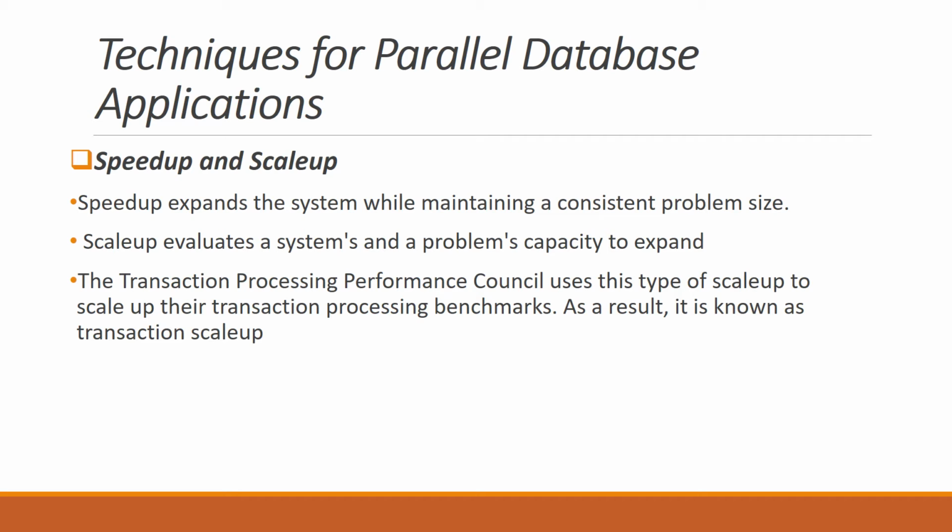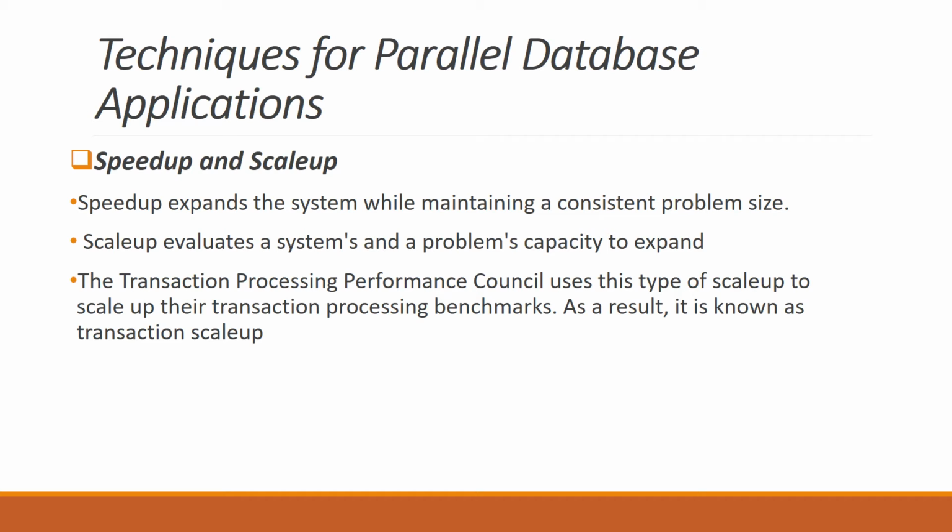This scale-up is the one frequently seen in time-sharing and transaction processing systems. The Transaction Processing Performance Council uses this type of scale-up to scale up their transaction processing benchmarks. As a result, it is known as transaction scale-up. Because each operation is usually a simple individual task that can be operated on a separate processor, transaction scale-up is well suited for input-output parallel systems.